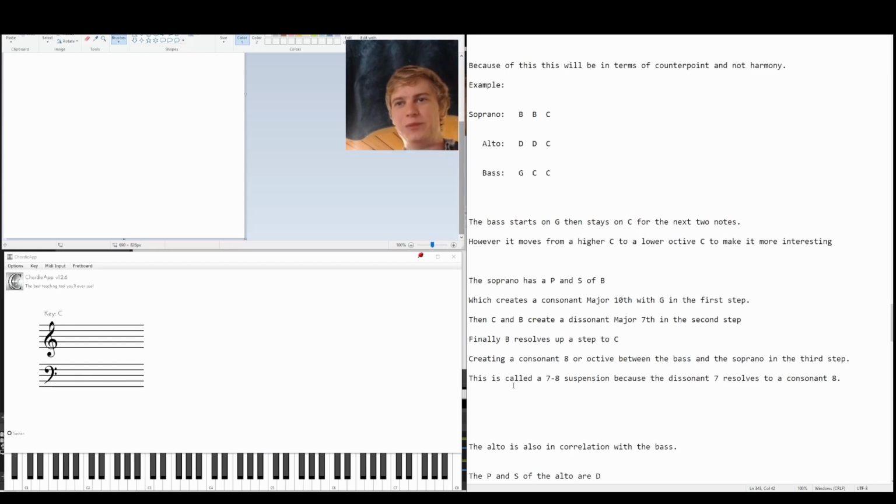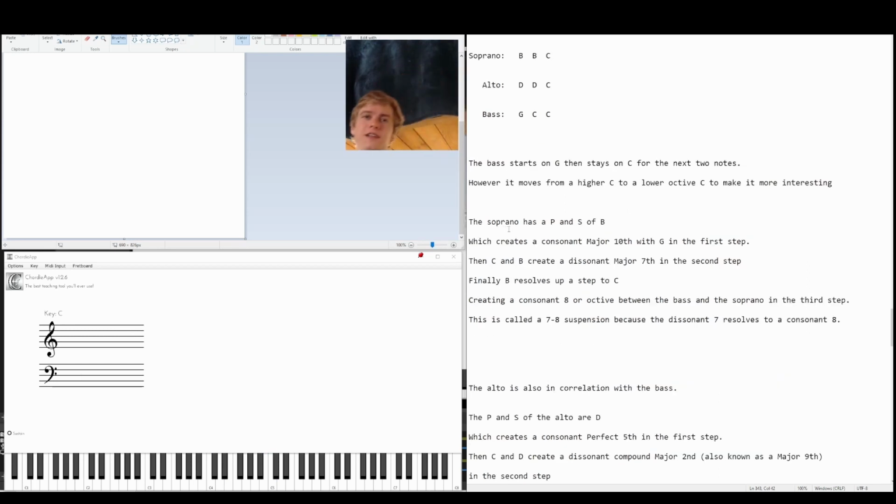So there's a double suspension. Since this is a double suspension, we've got to analyze it twice. So the soprano has a P and an S of B. As you can see, the soprano has a prepare and a suspend of B. This creates a major 10th with G in the first step. So we have a major 10th, which is actually known as a consonance. And then C to B creates a dissonant major 7th in the second step. So in the second step, we have that C to that B, and now we have a dissonant major 7th.